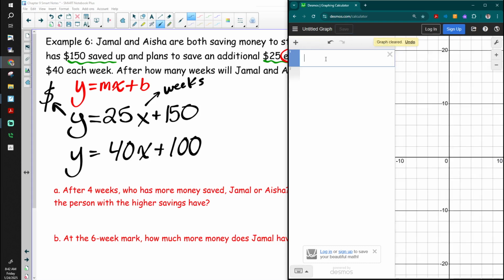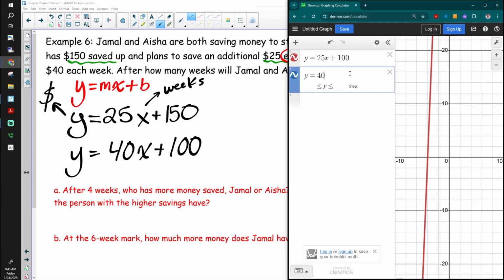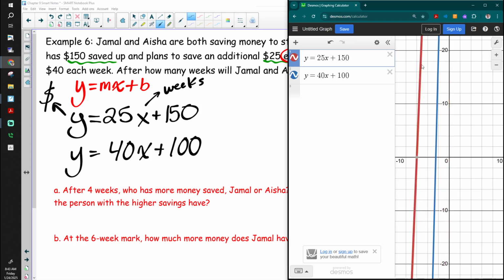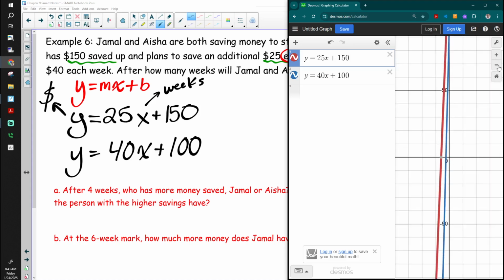Let's type it in. Y equals 25x plus 100. Y equals 40x plus 100. This is supposed to be 150. My apologies. Okay, I can't really see much here. I'm going to do some zooming out.